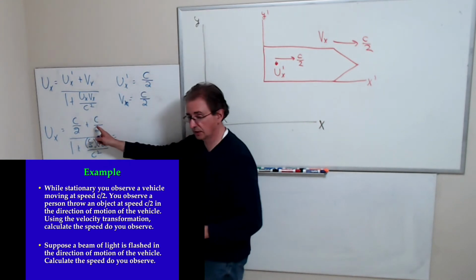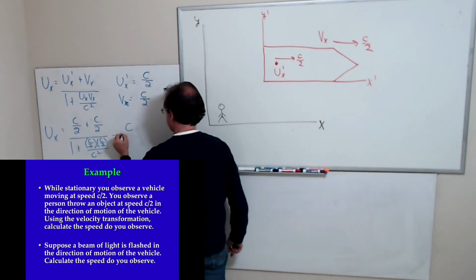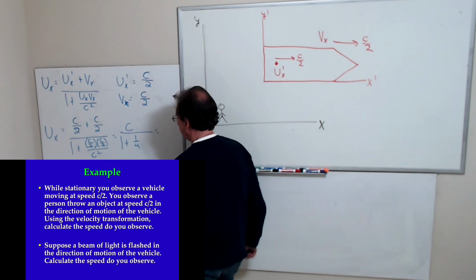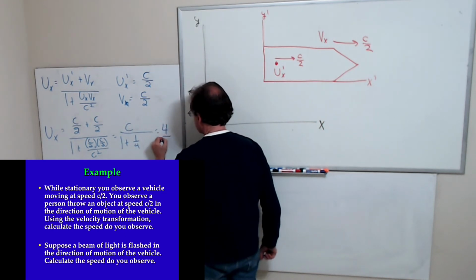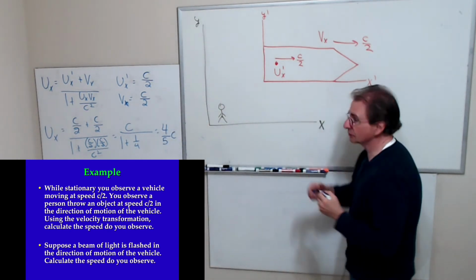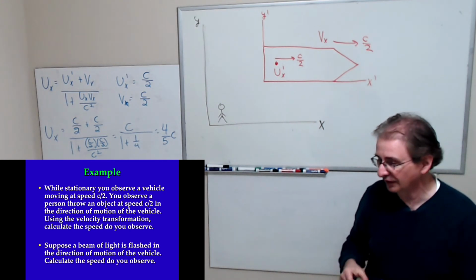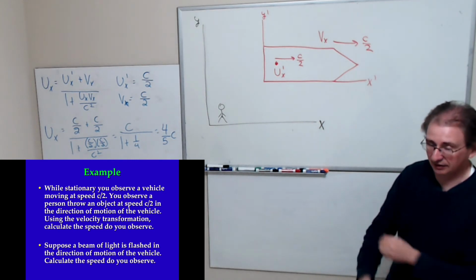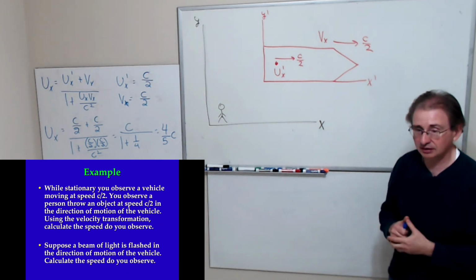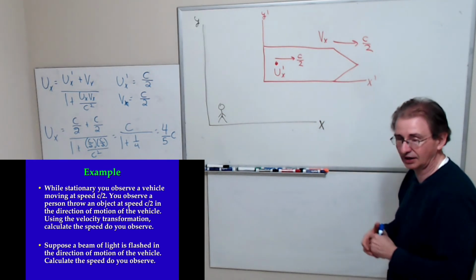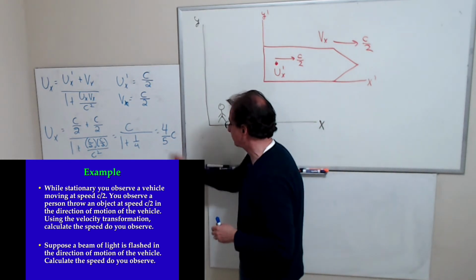The numerator becomes c. The denominator is 1 plus, this is a fourth. And we get the speed is 4/5 c. It's not just c over 2 plus c over 2, which would be the case if the Galilean transformation was valid at any speed. If the Galilean transformation was valid at any speed, the answer would be c, but we know that's not the case. And so the answer is 4/5 c.